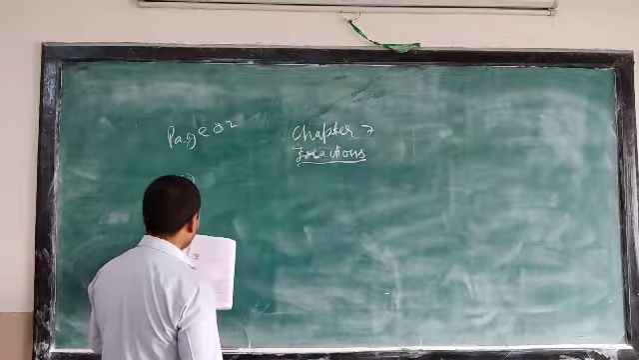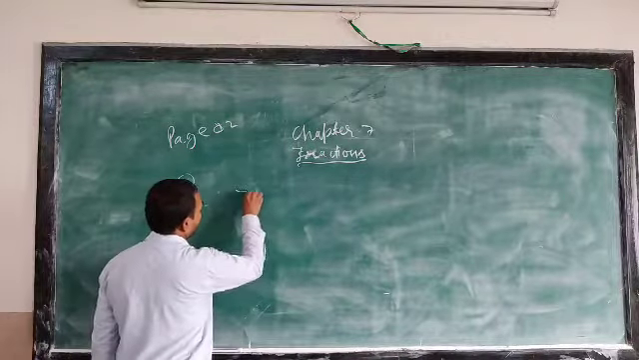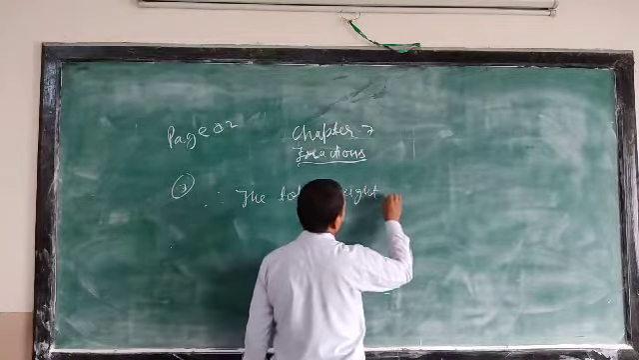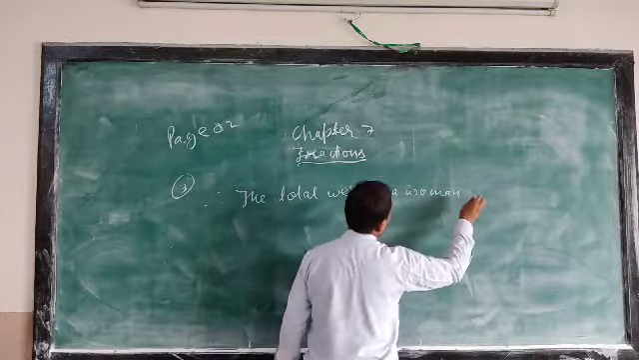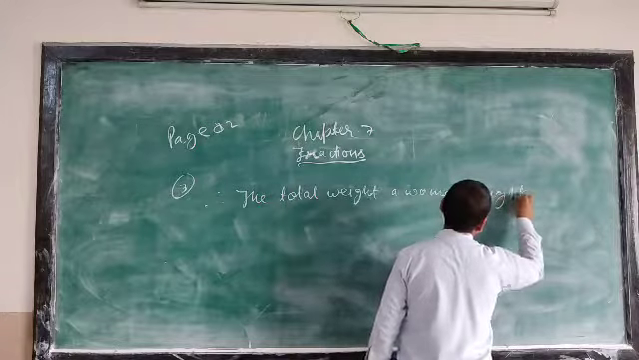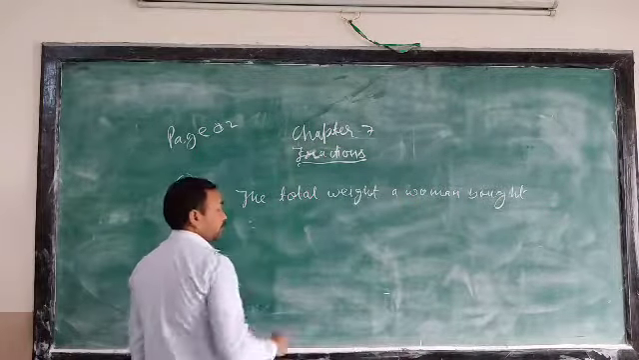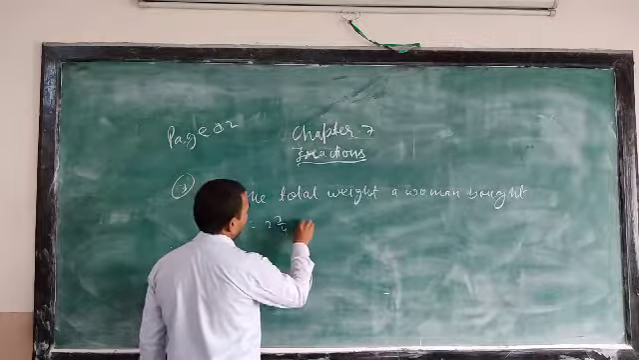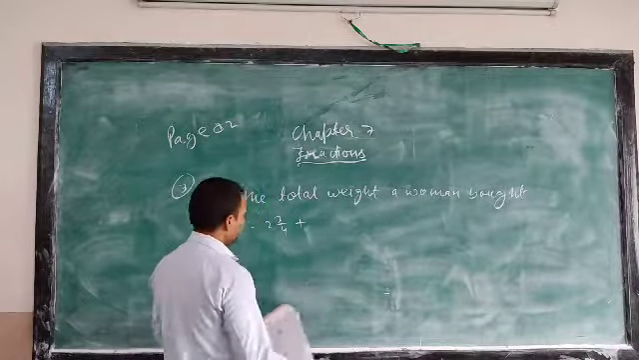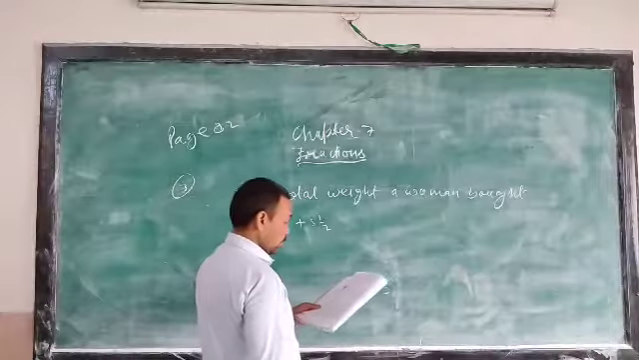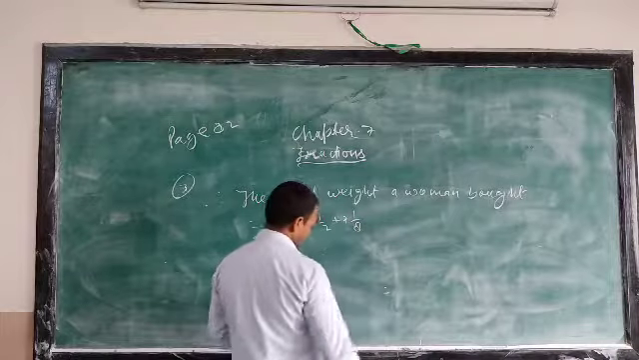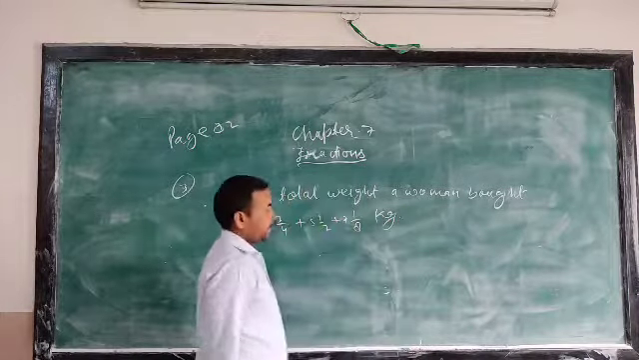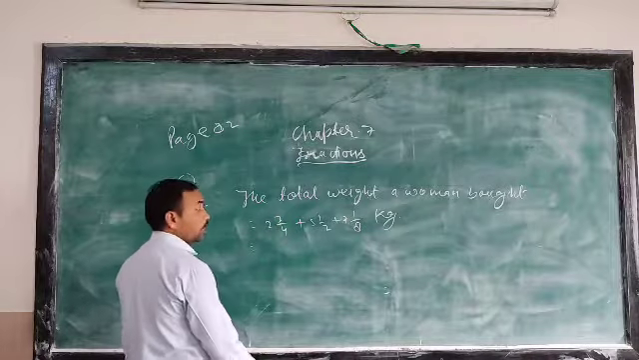The total weight a woman bought. You know, here we will use addition: 2 and 3 by 4 kg of sugar, 5 and half kg of rice, 7 and 1 by 8 kg of wheat. First convert into improper fractions.